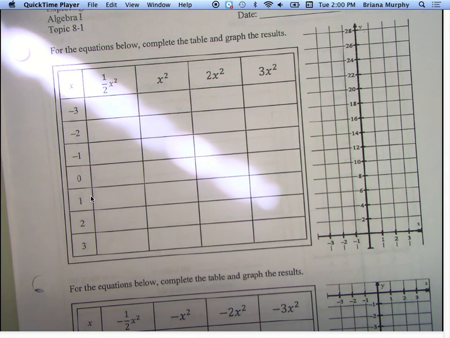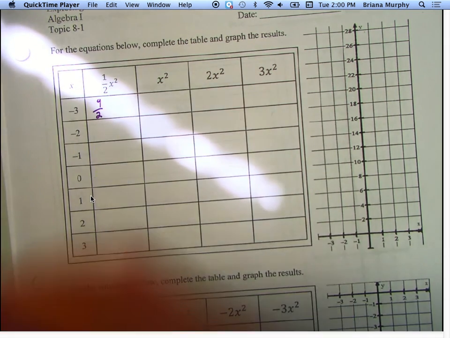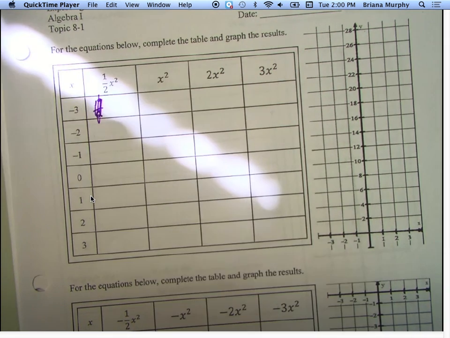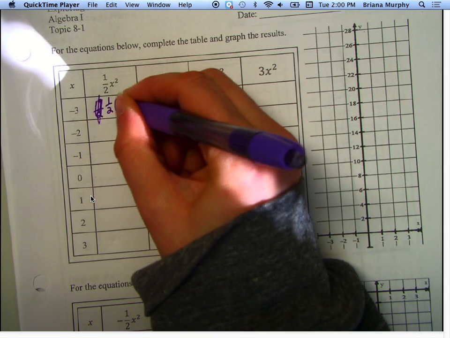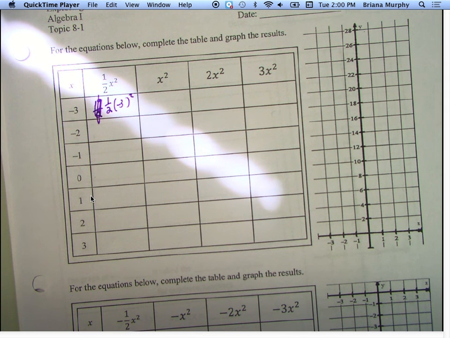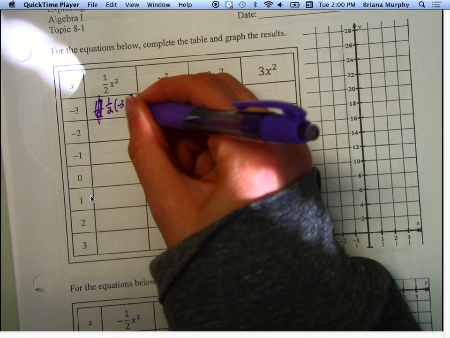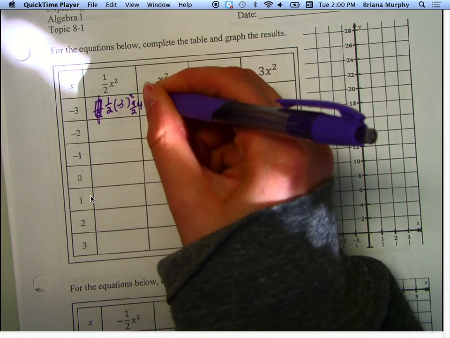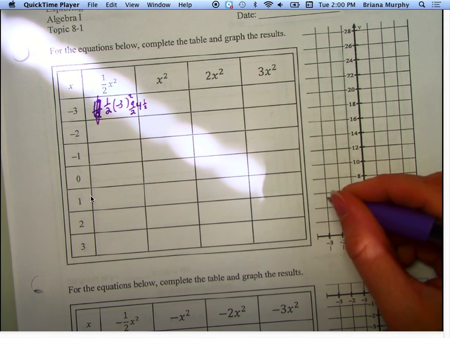If we take -3 and square it, I get 9, so I get 9 halves. I'm going to go 1 half times -3 squared, because the x is -3. So I'm going to end up with 9 halves, and 2 goes into 9 4 times with 1 half left over. So I'm going to go -3, and I'm going to go up 4 1/2.